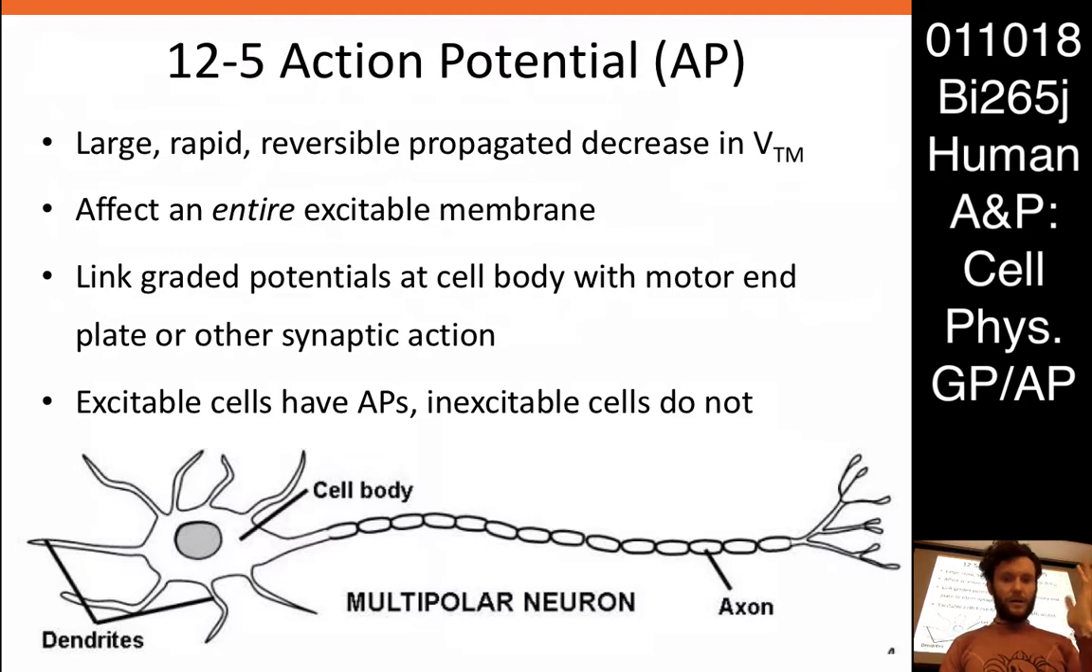So an excitable cell can have an action potential. Inexcitable cells do not. All cells have a transmembrane potential of some sort, but these excitable cells are able to have action potentials.